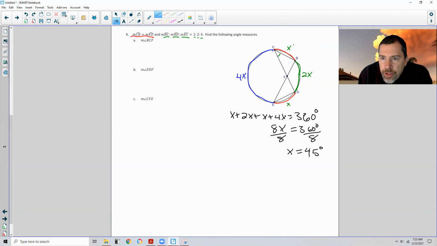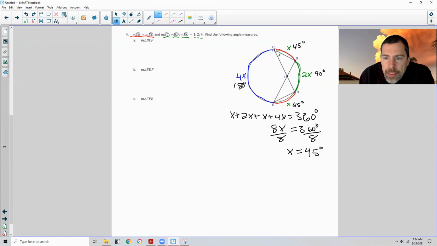So x is 45 degrees. So this is 90 degrees. This is 45 degrees, and this is 180 degrees. So if I drew a line from C to E, that would be a diameter, okay? So now I can answer these questions.